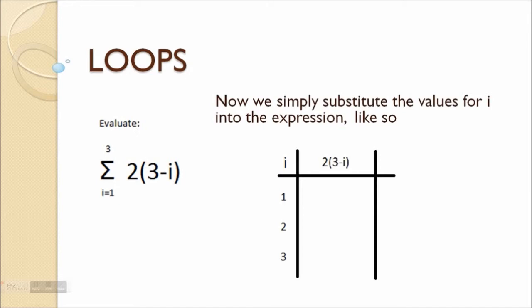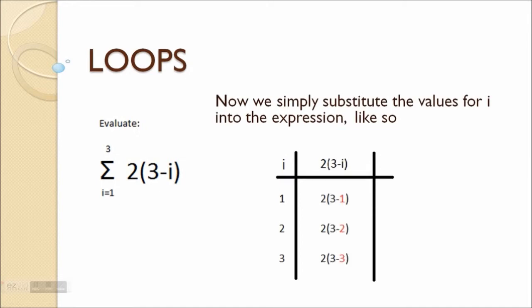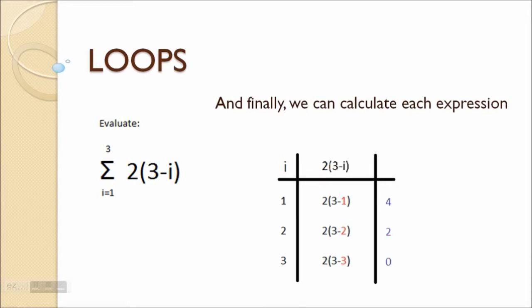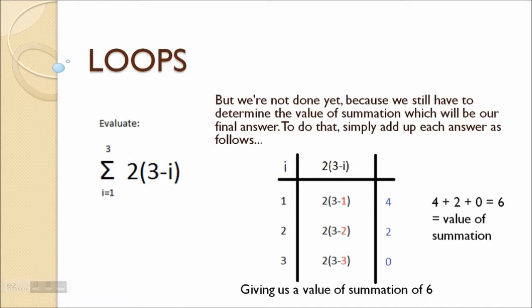Now we simply substitute the values for I into the expression, like so. And finally, we can calculate each expression. But we're not done yet, because we still have to determine the value of summation, which will be our final answer. To do that, simply add up each answer as follows, giving us a value summation of 6.